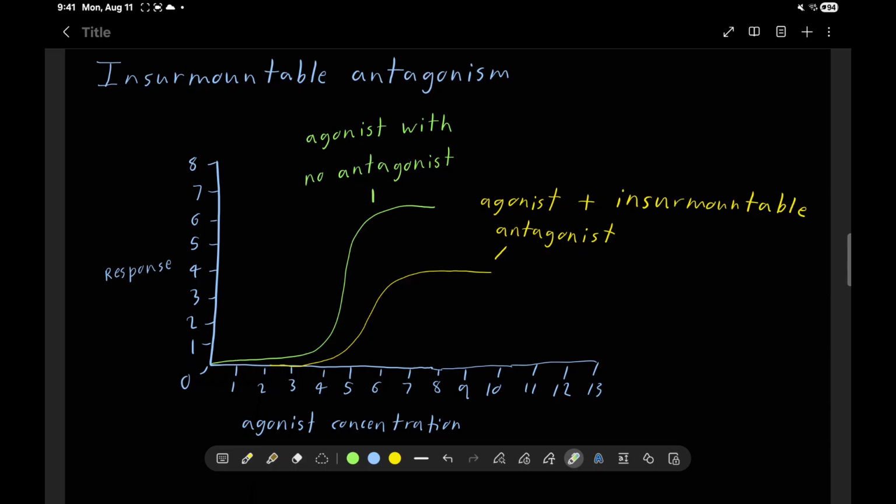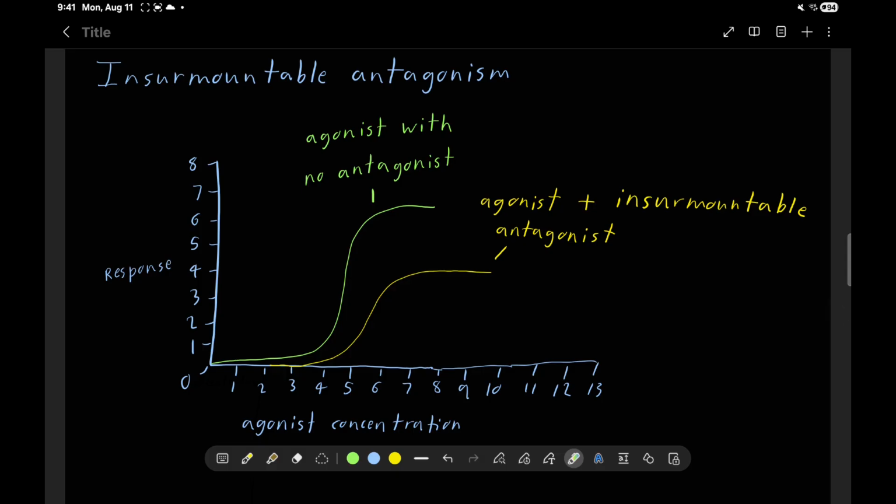So your original curve, if you add agonist without any antagonist, it will, again, look something like this. As you add agonist, your response starts to increase, and then increases faster and faster, and then it plateaus. So this is like your max possible response levels. But then this dose-response curve represents when you add an agonist along with some insurmountable antagonist.